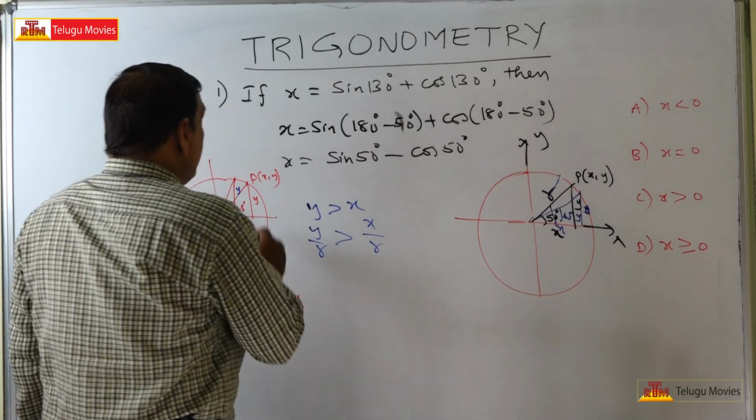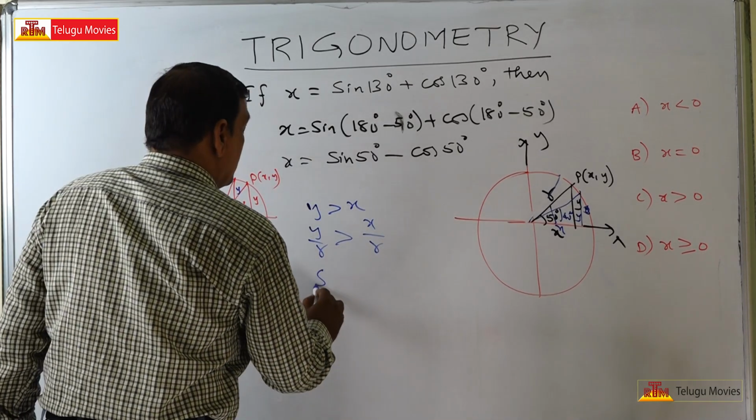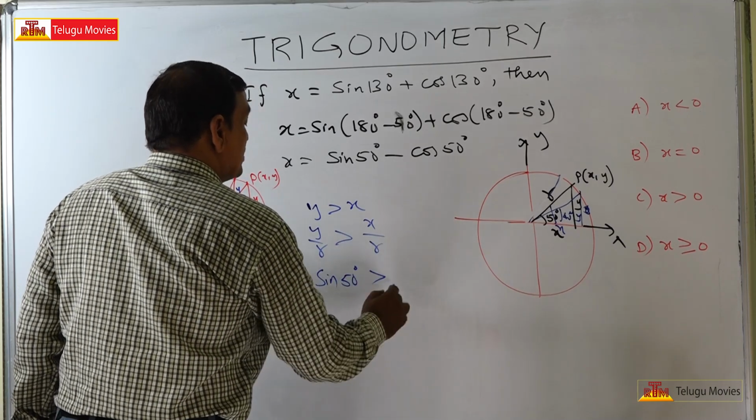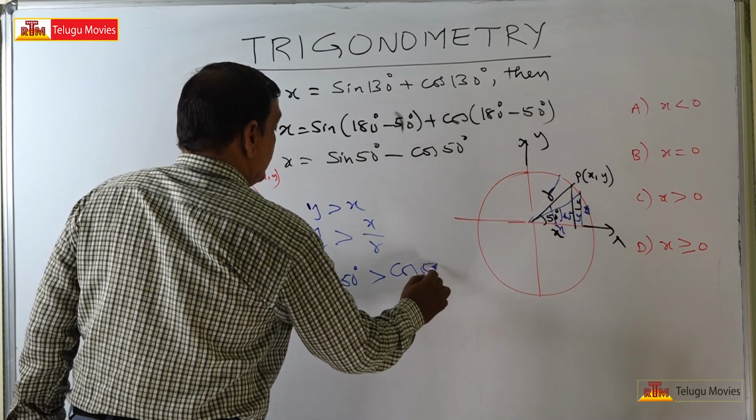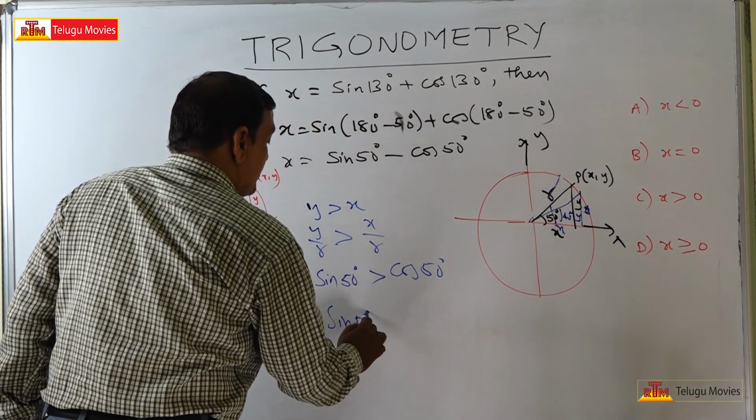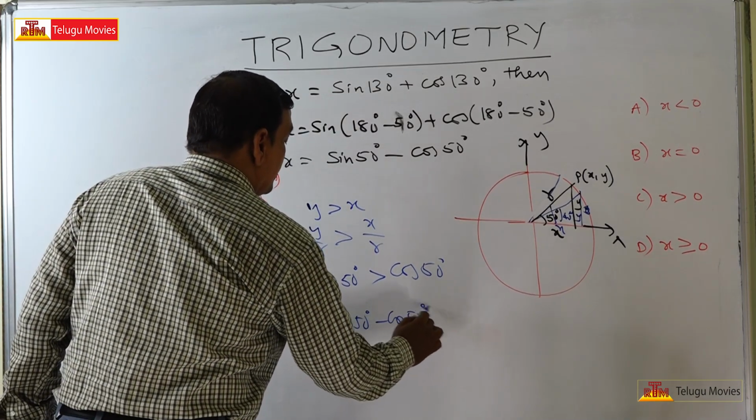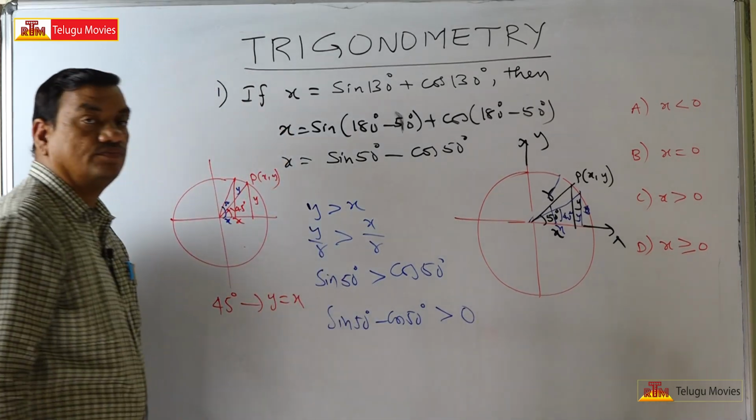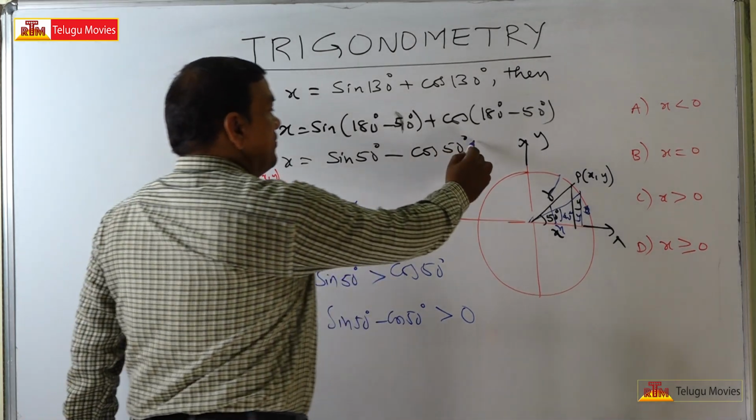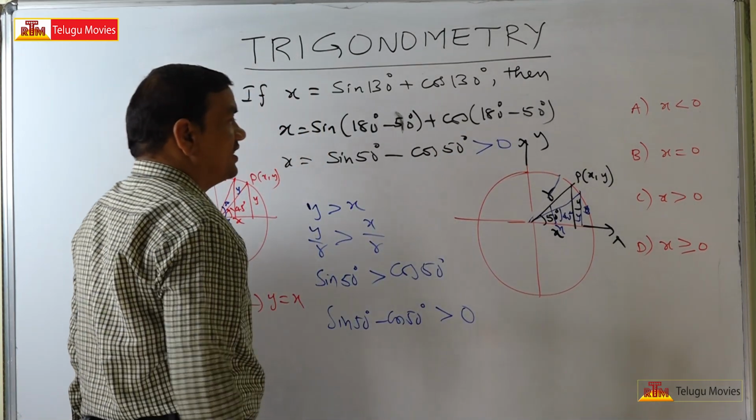y by r means what? y by r is nothing but sin theta, greater than x by r, which means cos 50 degrees. So from this, sin 50 minus cos 50 degrees is greater than 0. Understand this analysis? Okay? So therefore sin 50 minus cos 50 is greater than 0.